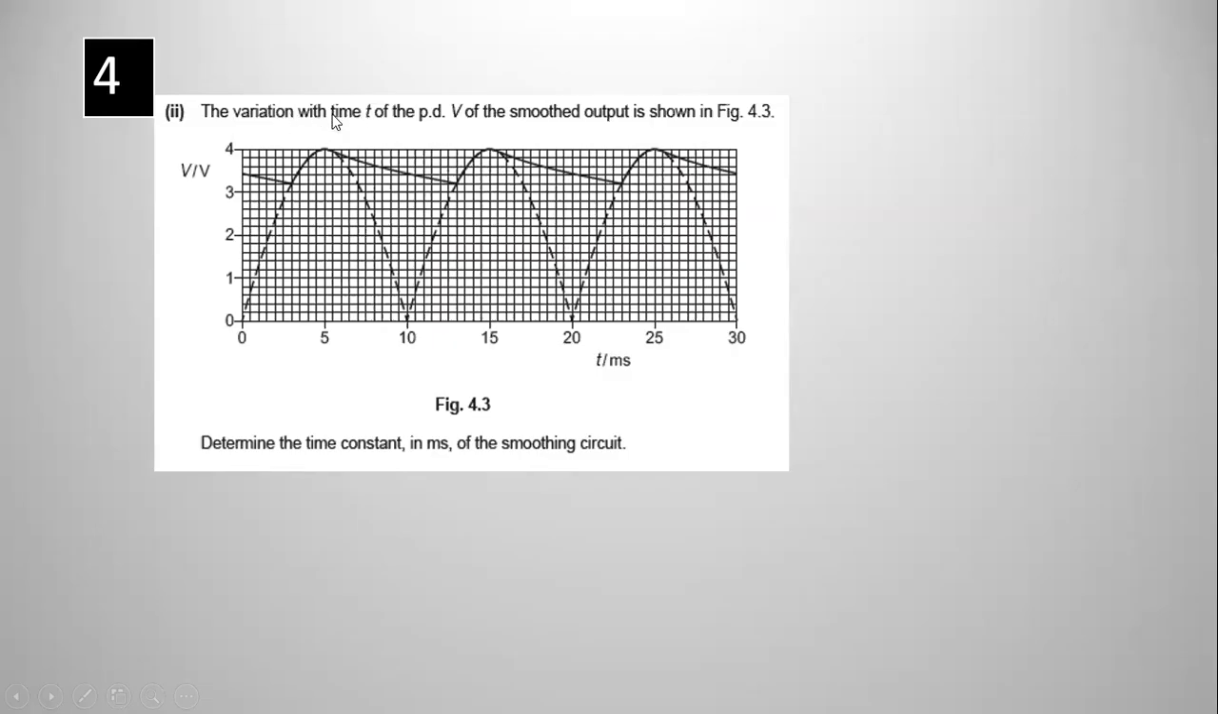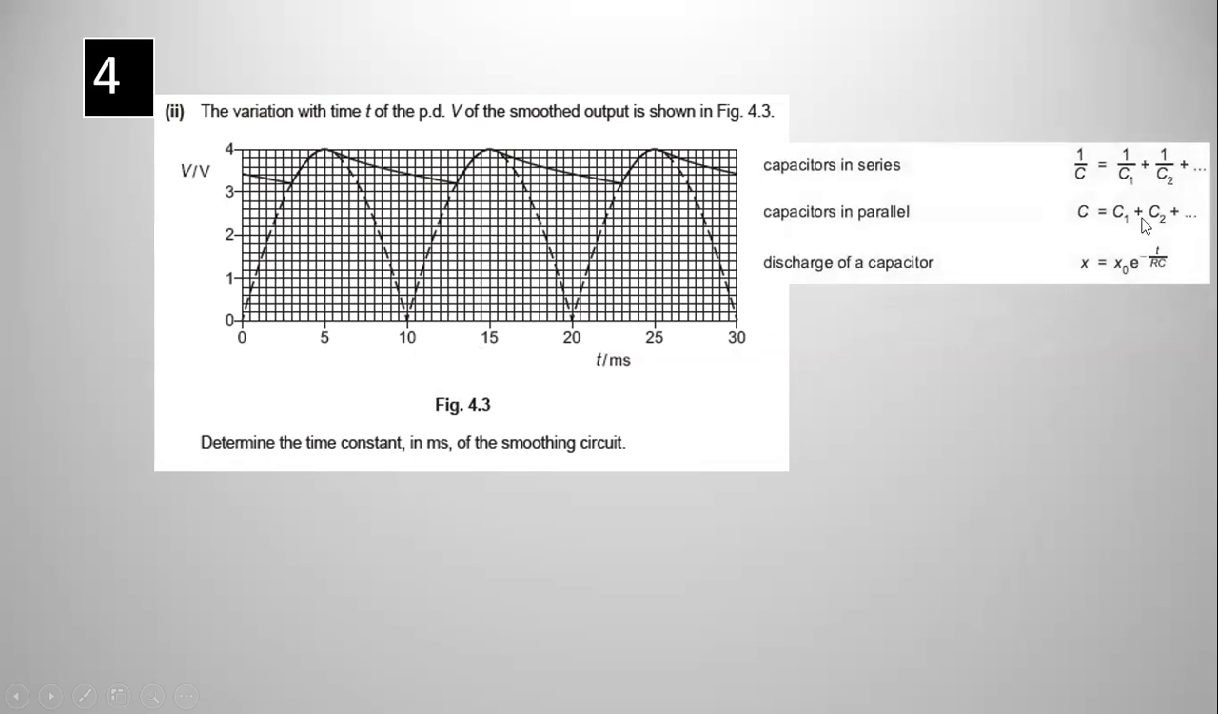The variation with time of the PD V of the smooth output is shown. Determine the time constant. Okay, just choose any one. From here to here, there's the V naught, there's your V, and then look at the time. Right? That's the equation we are going to use. RC is your time constant. So we are choosing this part. Doesn't mean that you can't choose other parts. You can choose this part and this part, it's the same thing. Okay, so I'm choosing this part.